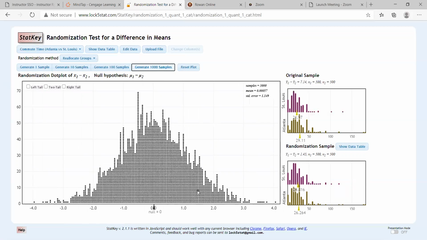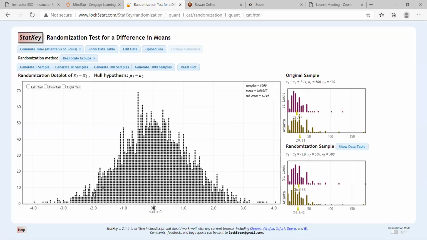When we have positive values here, like this one, we see that x1 bar minus x2 bar is 1.45. Actually, let's do that one there. X1 bar minus x2 bar is equal to 1.51. That means that the Atlanta average exceeds the St. Louis average by 1.51 minutes, on average.